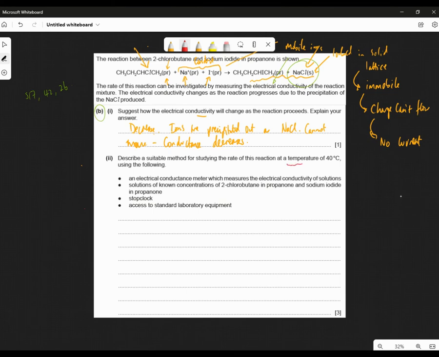So first of all, they want a temperature at 40. You've got a conductance measurer, or some sort of thing to measure conductance. You've got known solutions. You've got a clock, and you've got everything you'd expect in a laboratory. So the first thing you've got to do is make sure the reactants are, this is what you must ensure, at the temperature you're going to do it at, 40 degrees C. They have to be at 40 degrees C at the start. They can't be at the end.